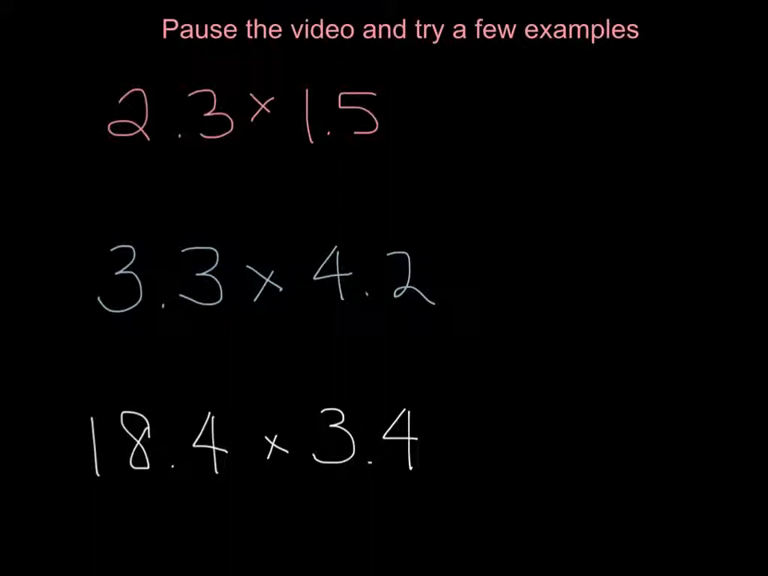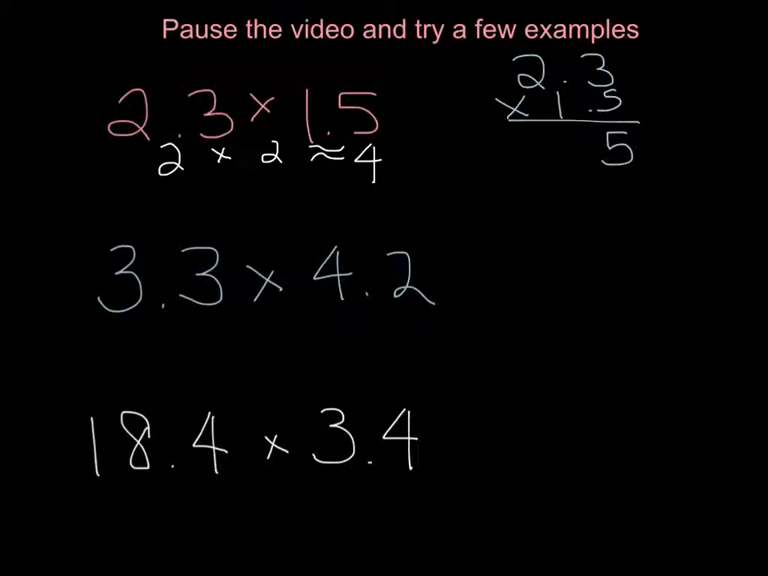So for the first example, we have 2.3 times 1.5. We would estimate this one to be approximately 4. But if we actually multiply it out, we have 2.3 times 1.5. 5 times 3 is 15. 5 times 2 is 10, plus 1 is 11.